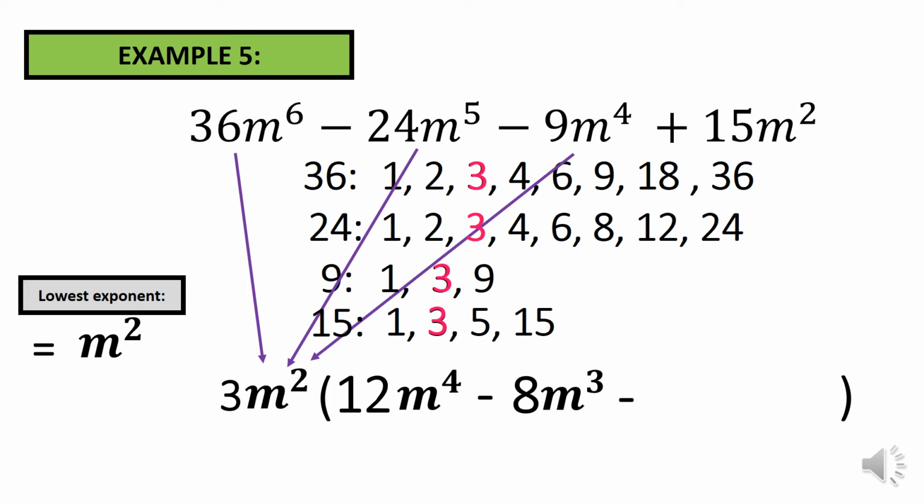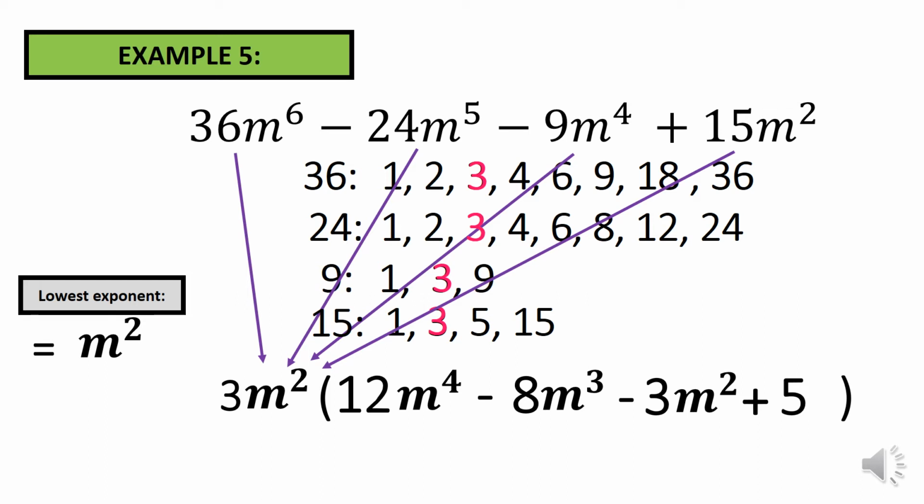You have 9 divided by 3, so the answer is 3. And then m raised to 4 divided by m raised to 2: 4 minus 2 is equal to 2. Then copy m. For our last term, that is addition, so just copy. Then we have 15 divided by 3, so the answer is 5. And then m raised to 2 divided by m raised to 2 is equal to m raised to 0.